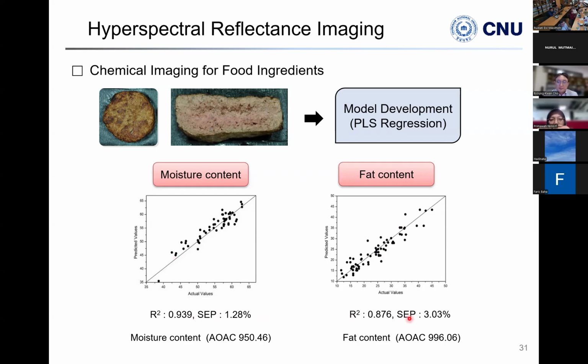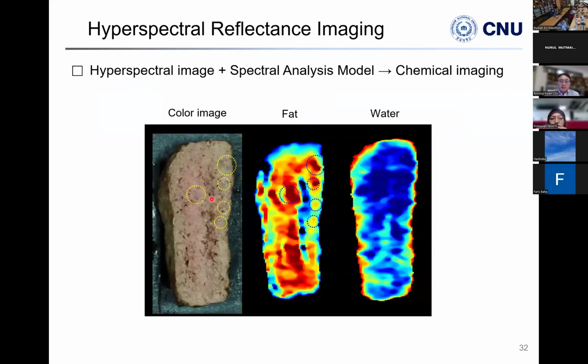So that is the performance of the model. It looks good. So using the model, we can construct chemical images using hyperspectral images. When we look at these figures, here is a fat concentration.